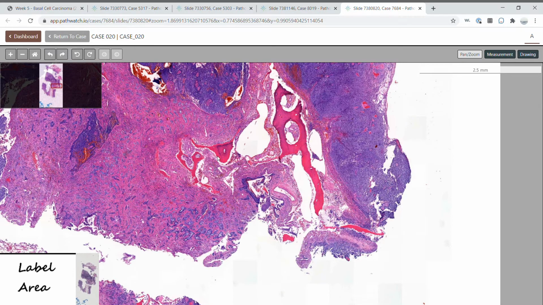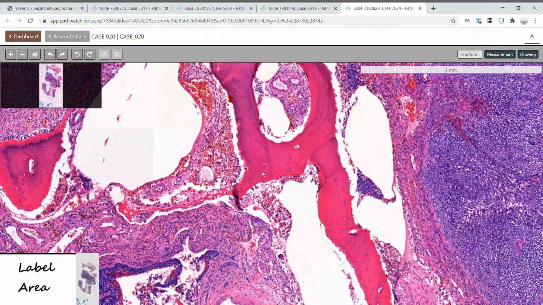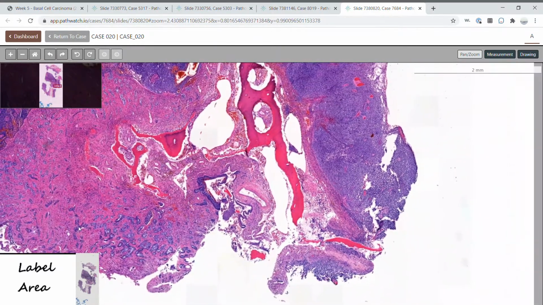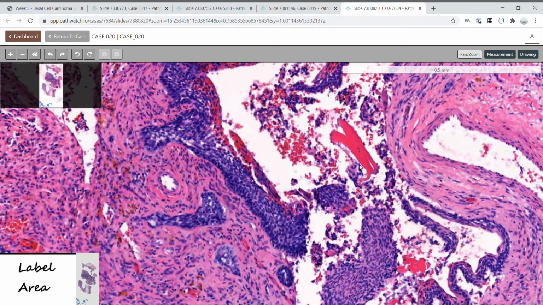These are trabeculae of bone, lamellar bone with osteocytes, and the intralamellar space here is where bone marrow is usually located. You can see here that there are proliferations of infiltrating basal cell carcinoma, these basaloid nests forming infiltrating cords that are invading and located in the intratrabecular bone. Here's some more bone, and this is the basal cell carcinoma.